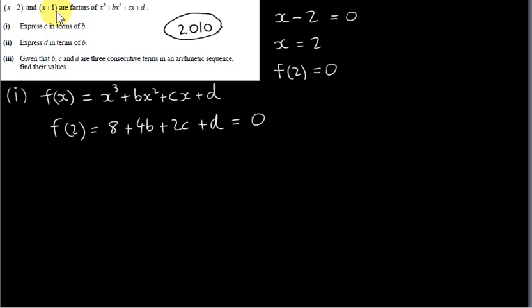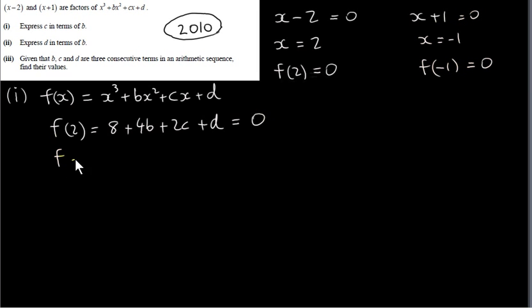We also know that x plus 1 is a factor. So if x plus 1 is a factor, that means that x equals minus 1 is a root. Again, we just put this factor equal to 0. And we know then that x equals minus 1 is a root of f of x equals 0. In other words, f of minus 1 must equal 0.